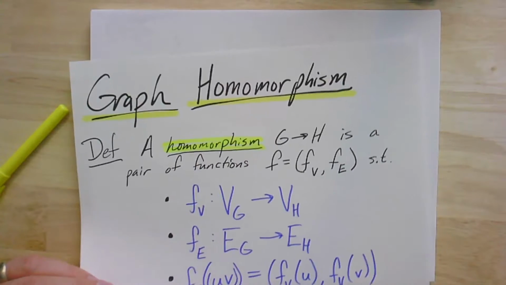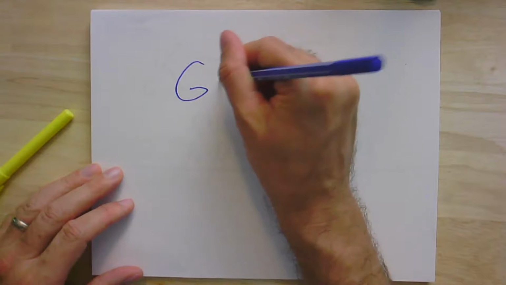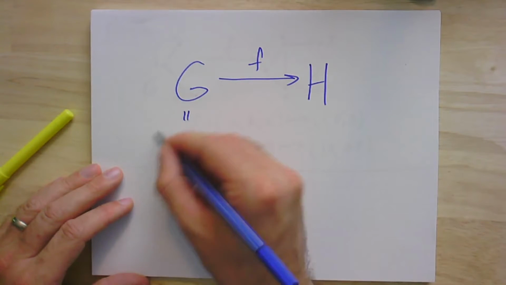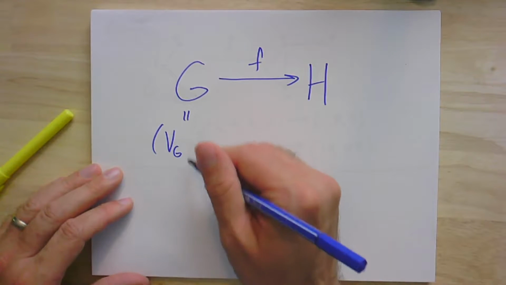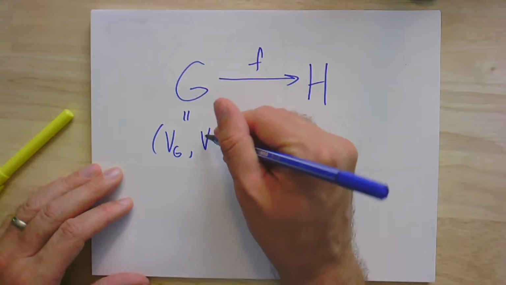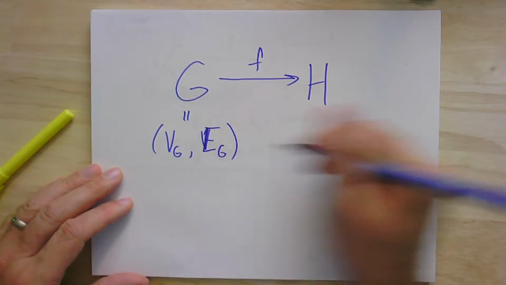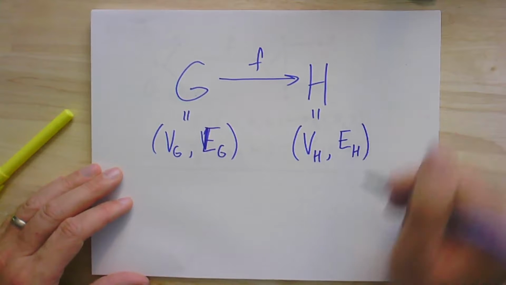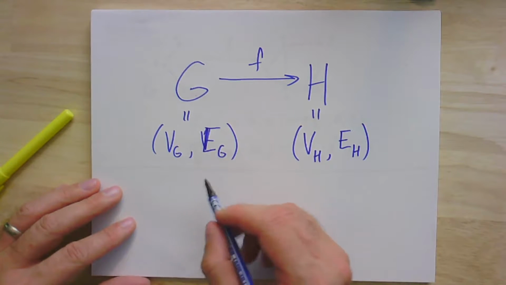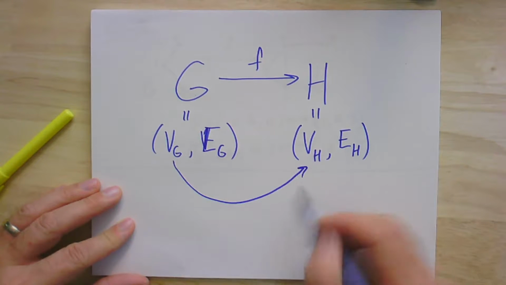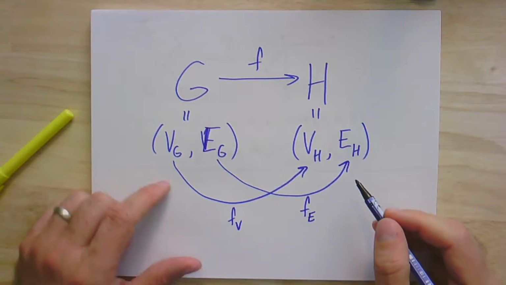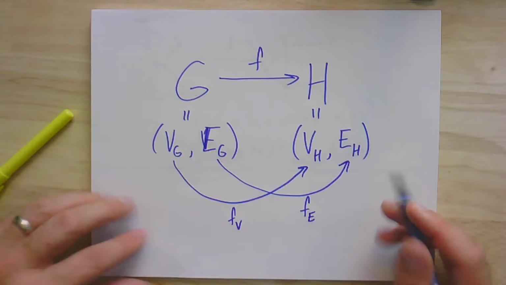So let me just draw this a slightly different way for you. If I have my graph G, and I have a homomorphism from G to H, well, G was equal to a pair, VG, EG, and this was equal to VH, EH, a vertex set and edge set for each. And so what I had was this function FV here and FE here. So just like we separate out the graph into two parts, we can separate the homomorphism out into two parts.